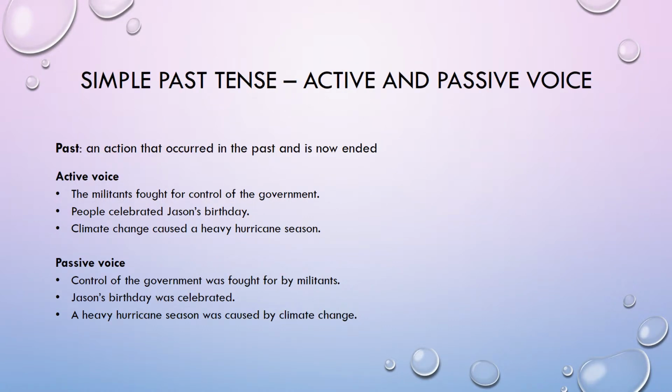Simple past tense is probably one of the easiest to understand and use. It has a consistent form for singular and plural usage, and it refers to an action that occurred in the past and is now ended. So in active voice, the militants fought for control of the government. They are done fighting.